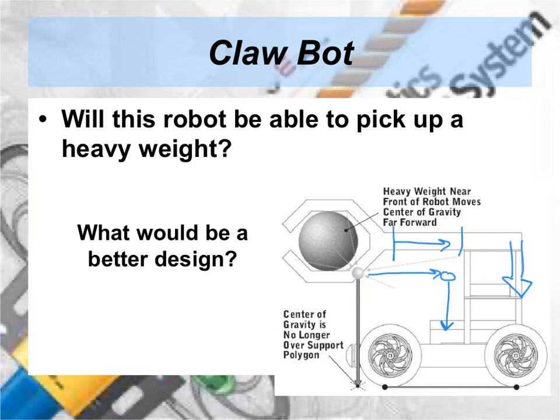One idea to improve the design of this robot is to move the claw back and down so that the center of gravity of the claw and the weight of the robot is over the support polygon.